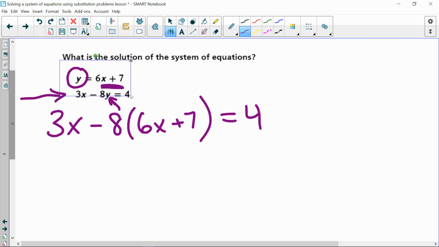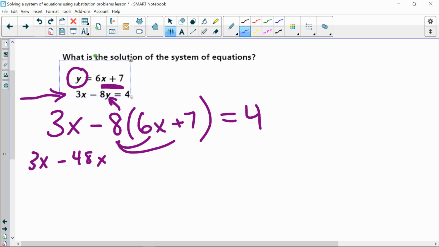So I'll start a little bit smaller now. So we say 3x, we don't do anything with that. Now I need to say, okay, well, this is negative 8 times positive 6x. So that's going to become subtract 48x.